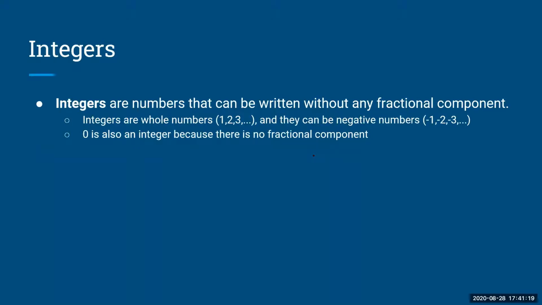Integers are numbers that can be written without any fractional component. So integers are whole numbers, and they can also be negative numbers. You guys know what integers are, yeah? 0 is also an integer because there's no fractional component.